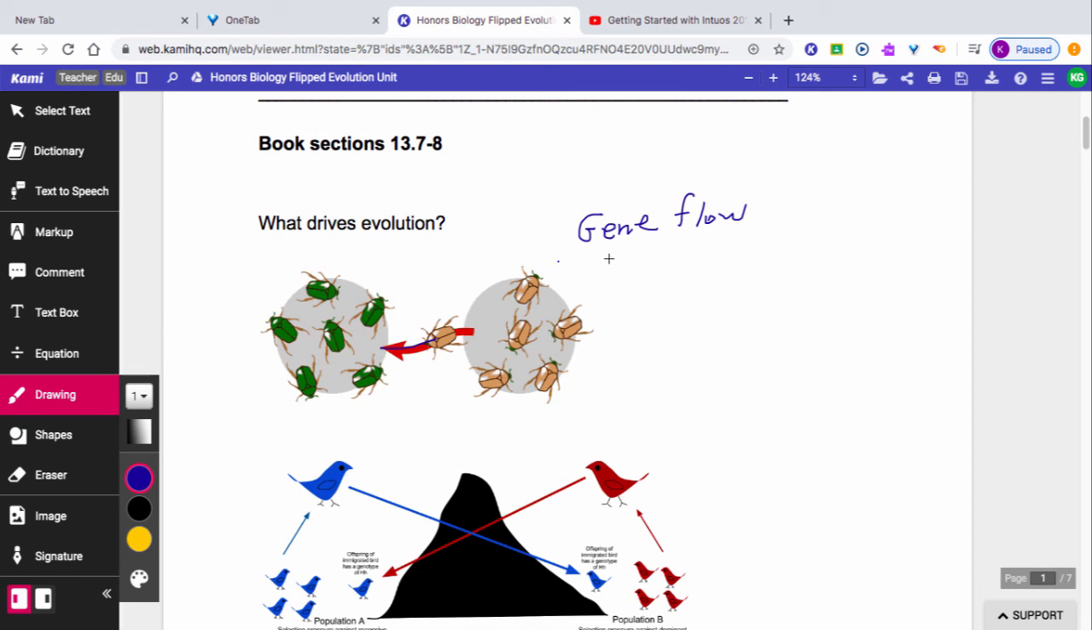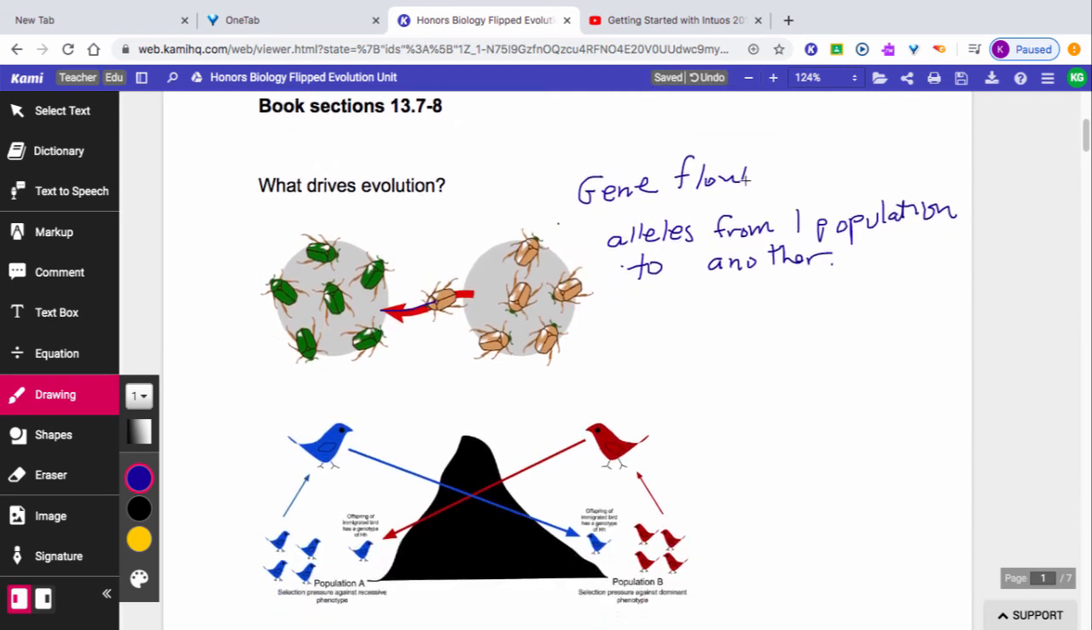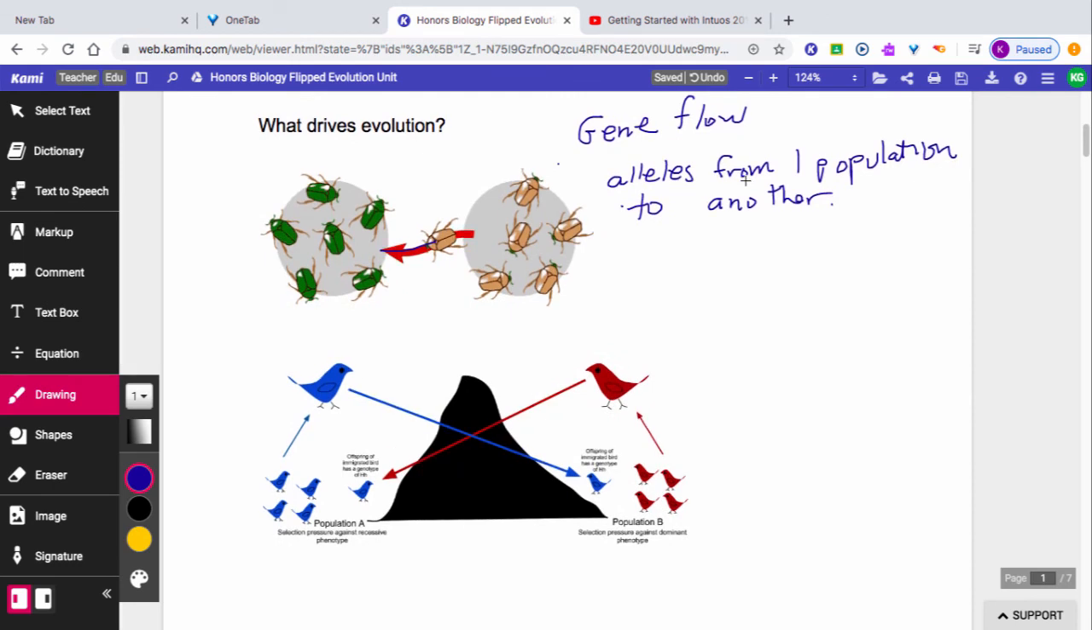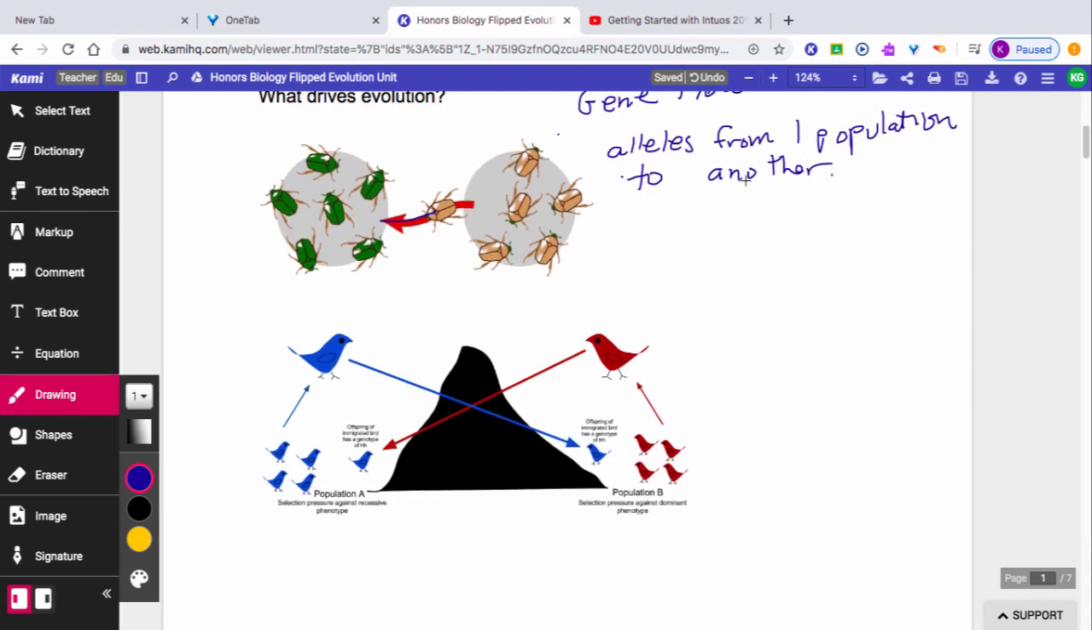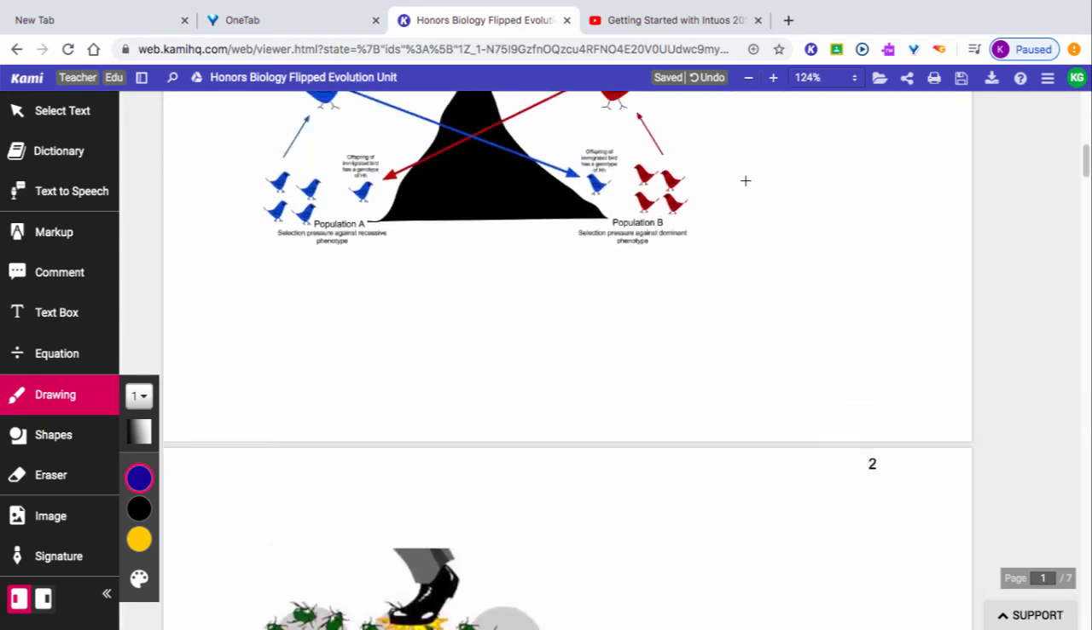And all gene flow means, kind of like it sounds, is the movement of genes or alleles from one population to another. That's all gene flow is. So in this other case here, we see these birds, and the blue one is moving over to the red population, it looks like. Okay, that's all gene flow is.